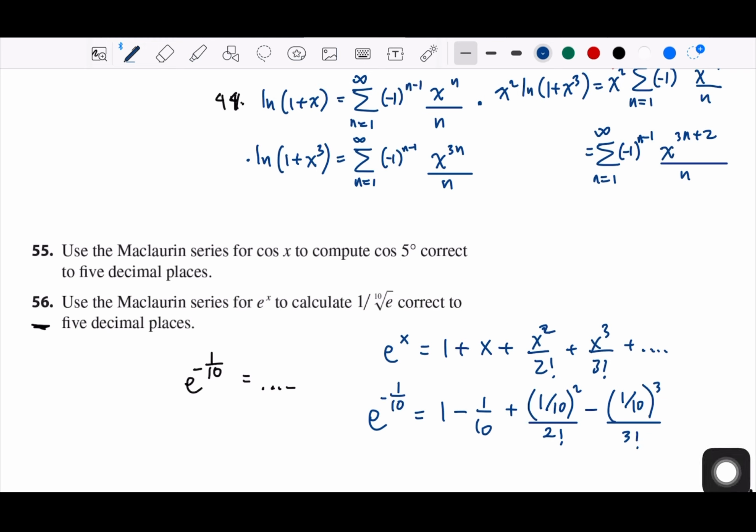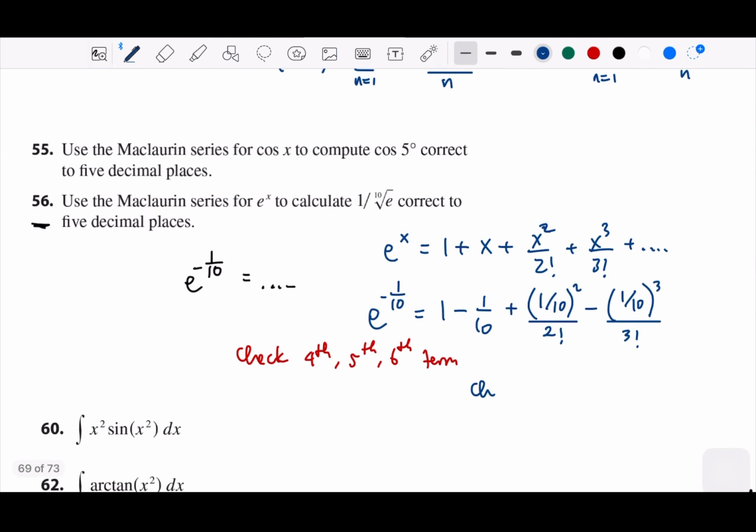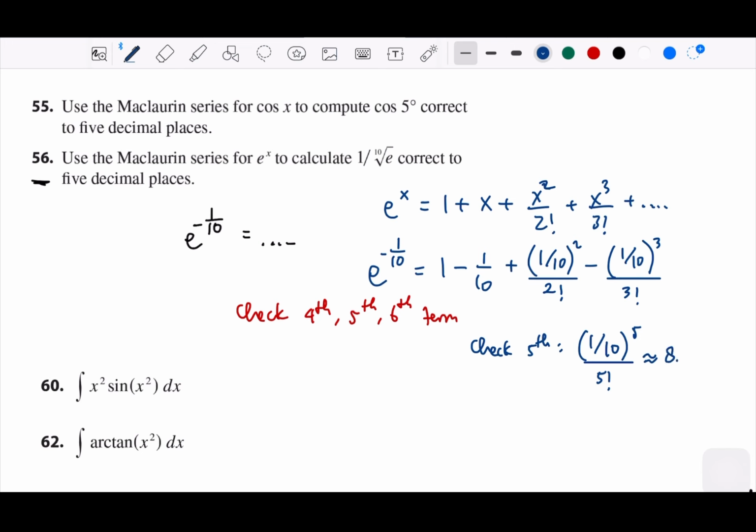And then how many terms we need to add? We need to check. Either you check the 4th, 5th, or 6th term. In this case, the most significant will be the 5th. So when you check the 5th, which means that this will be 1 over 10 with power of 5 over 5 factorial. This will equal to, if you check with calculators, 8.3.